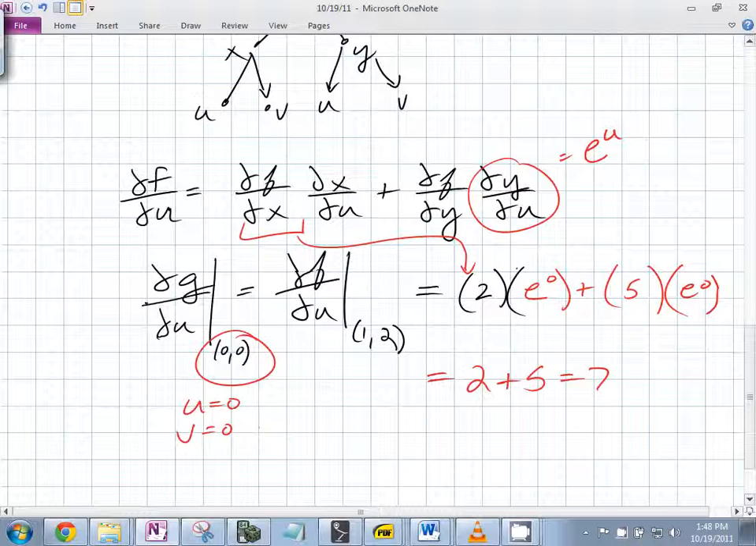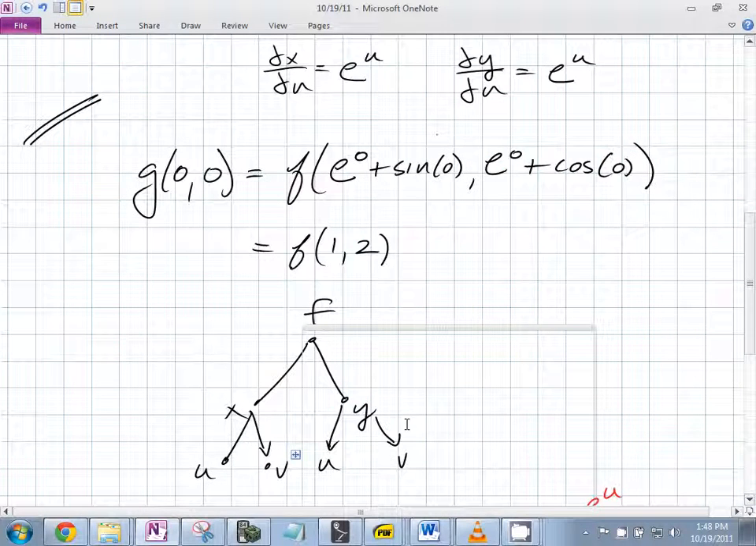It also wants us to find it with respect to v, if you want to go on. We don't need to do it again. It's very, very similar. It's just using cosine and sine instead of e to the u. Does it come out nicely? Yeah. Good. Do it again.